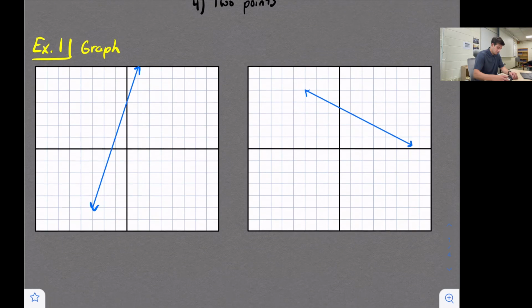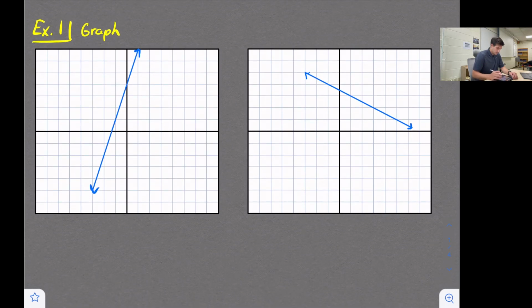So example 1, we are presented with 2 graphs. We'll start over here on the left, and what we want to do with the graph is identify 2 points that we can locate and have a nice intersection between our grid lines. So for example, I see a good point right here and a good point right up here. So between any 2 points is a line, so we need 2 points to be able to find the slope. And so now on this graph, we can just use rise over run.